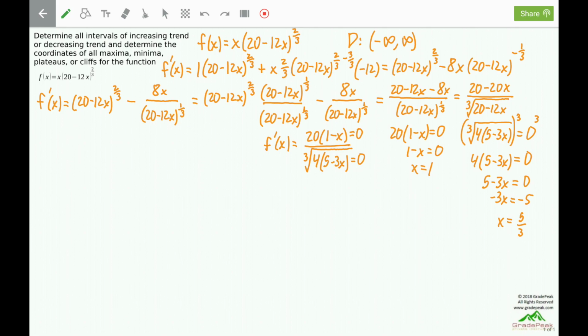We'll now check and see which of these are in the domain. The domain is all real numbers. x equals 1 is a real number. x equals 5/3 is also a real number. They're both in the domain. They are both critical numbers.